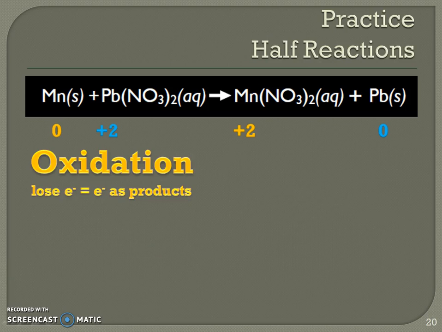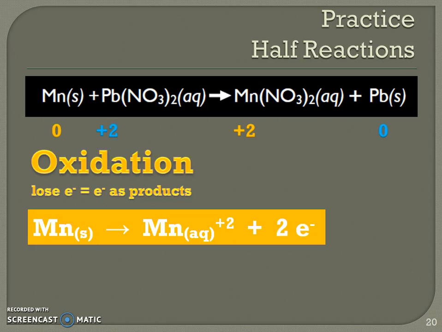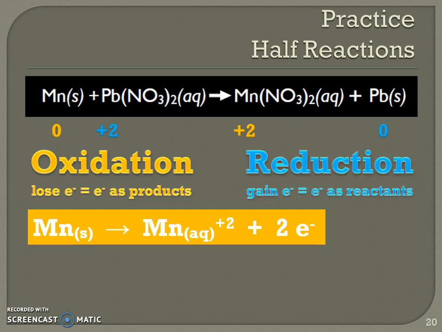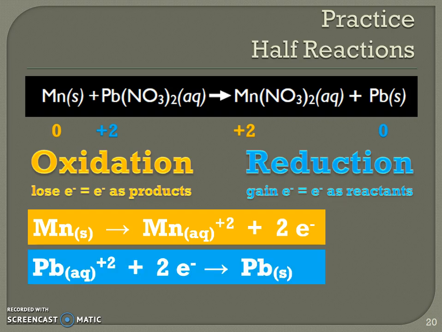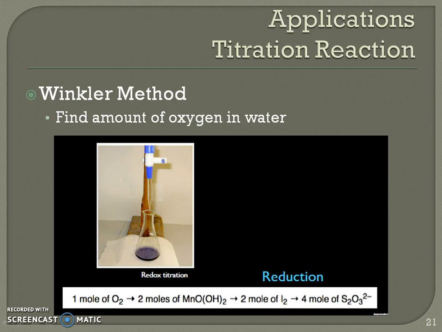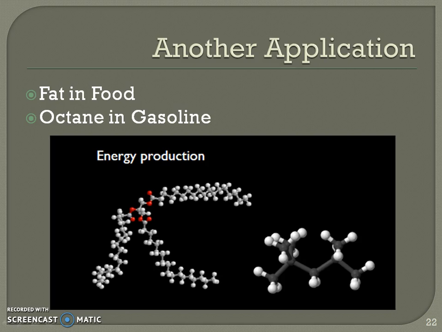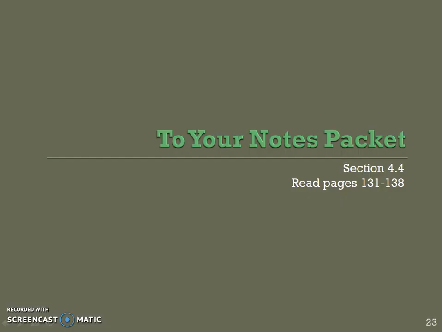So there's that. And then he talked about the half reactions. Well, what does that oxidation half reaction look like? Well, oxidation loses electrons, so the electrons are going to be on the product side, and the lead is reduction, so it's going to gain electrons, and those electrons are going to be on the reactant side. So again, we'll get into more detail, especially when we talk about titration and when we get into electrochem, which is towards the end of the course. And other applications would be fat in food and octane in gasoline, just a little extra stuff he kind of puts in there. So back to your packet of notes.